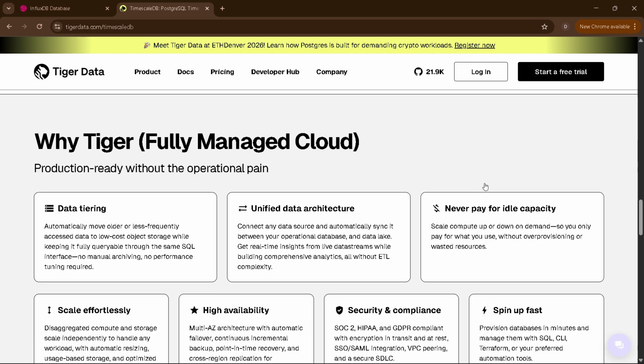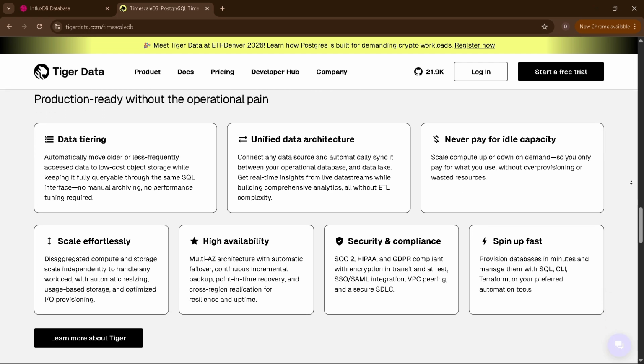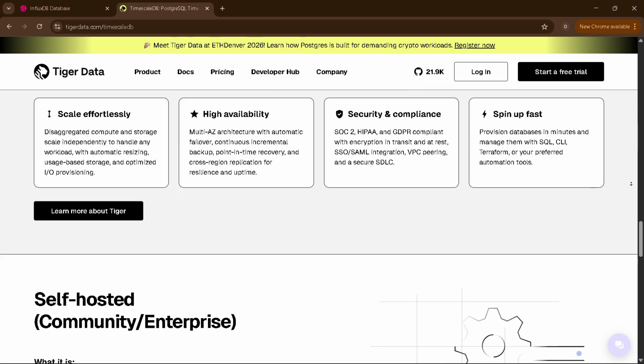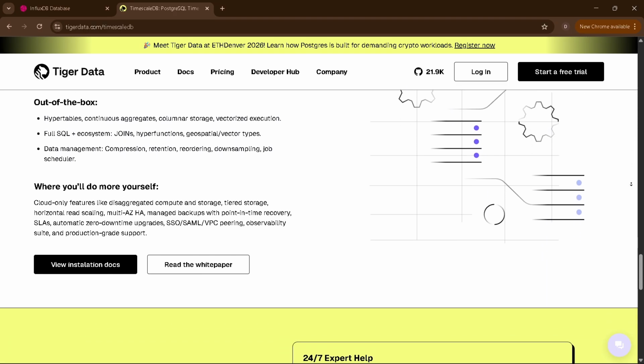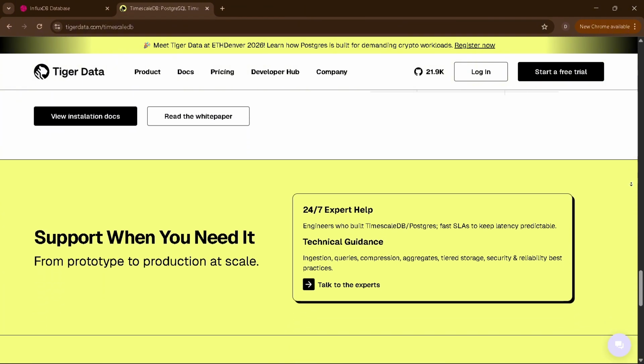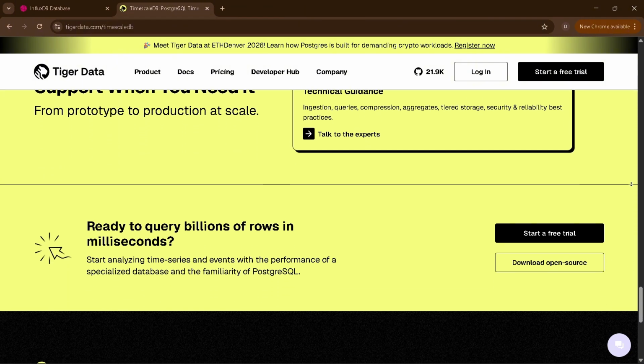In short, pick InfluxDB for high volume, simple metrics, and easy setup. Pick TimescaleDB if you want the power of SQL and need to combine your time data with other types of business information.